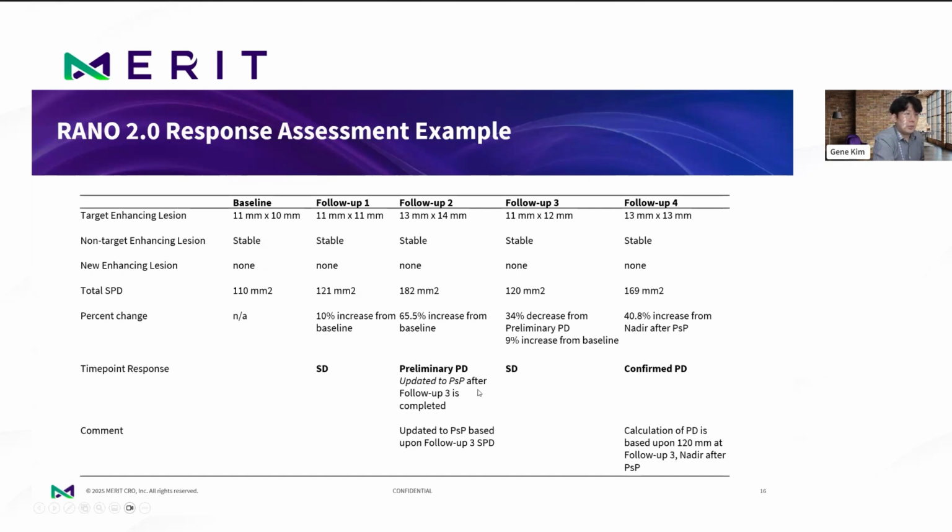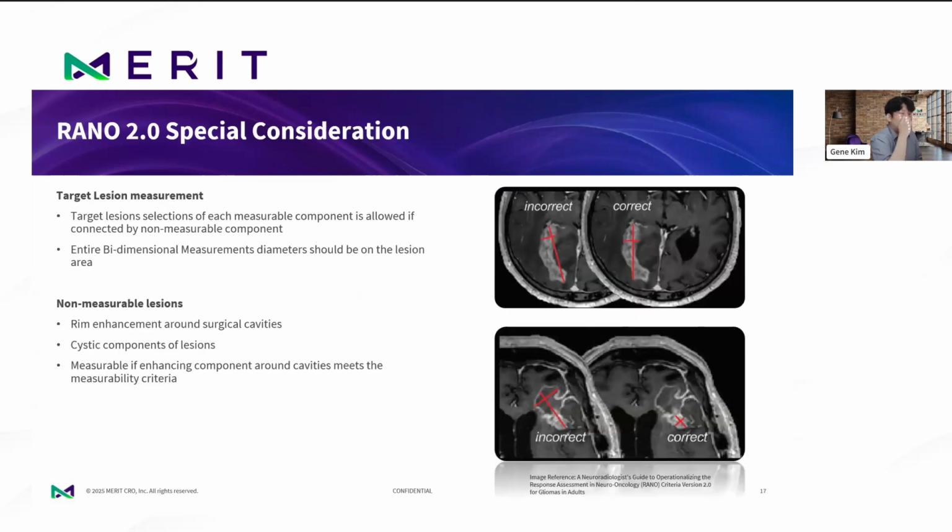So in this case, after the pseudo progression has been confirmed, the patient does not go back to preliminary PD status, but computation of the PD will be directly based upon the nadir after the pseudo progression for the 25% increase condition. And also the updates in the neuroradiologist guide for the RANO 2.0 publication mention a couple of other considerations for the measurement, which I wanted to point out as our last couple of slides here.